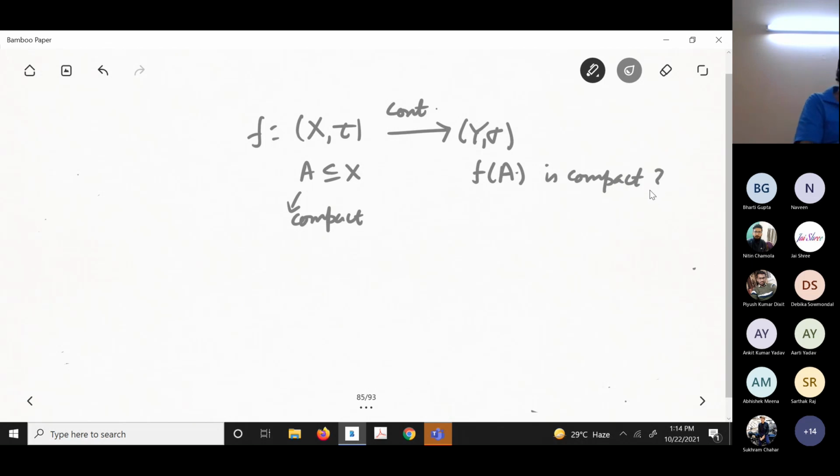Proposition, Theorem 5.5 is saying yes, it is. Usually we say this result briefly like this: continuous image of a compact set is compact. It doesn't matter which continuous map you're taking. A continuous image of a compact set is compact.